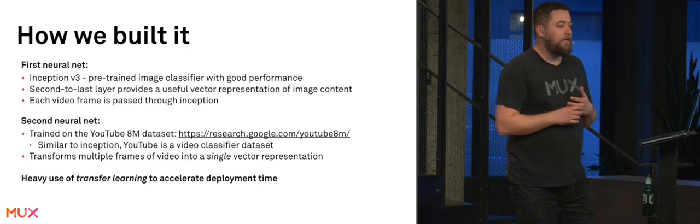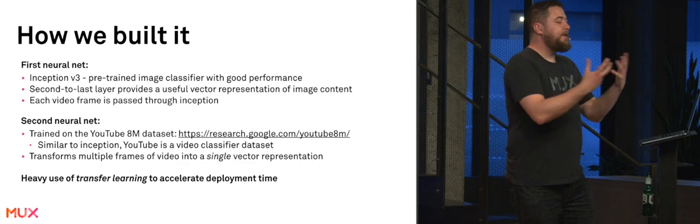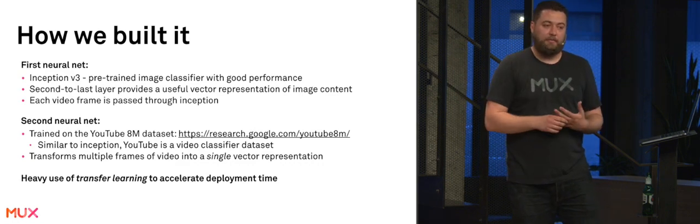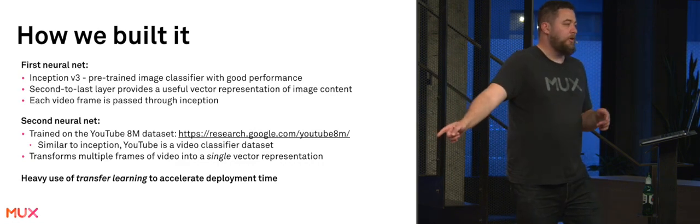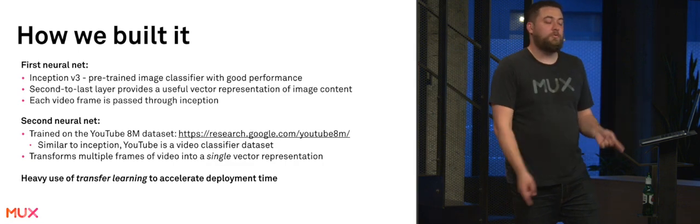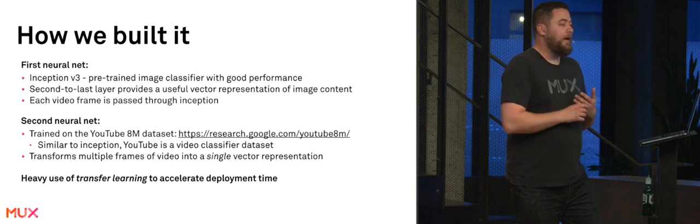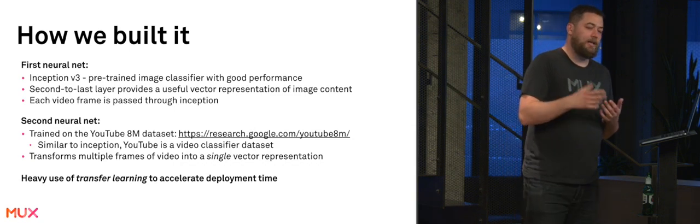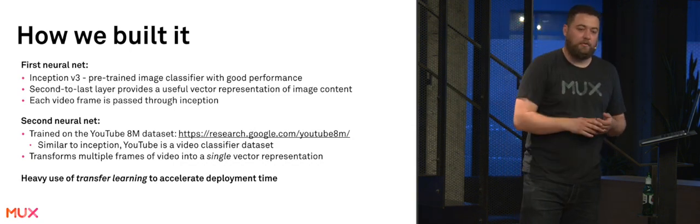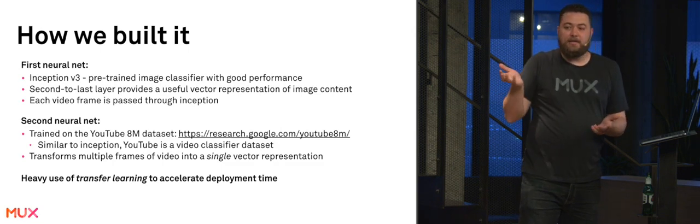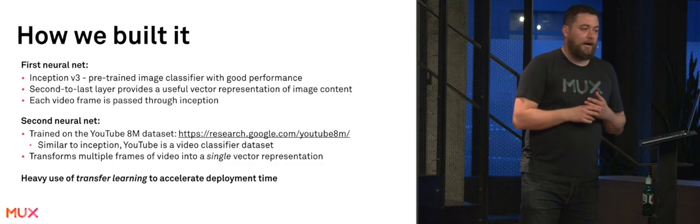So how we built it: we leaned heavily on a concept called transfer learning, which is basically taking a Google model and reusing it for something useful so that you don't have to spend thousands of hours. We used Inception as our first layer. Inception is an image classifier, and we chopped off the top layer and threw it away. Then you get a vector representation of your image that's pretty useful.